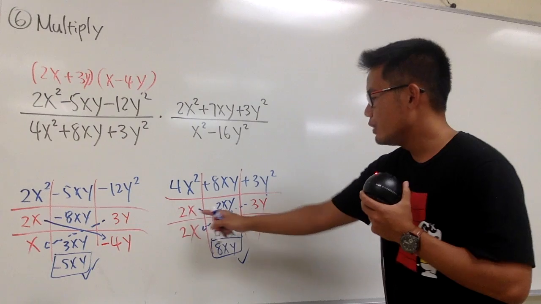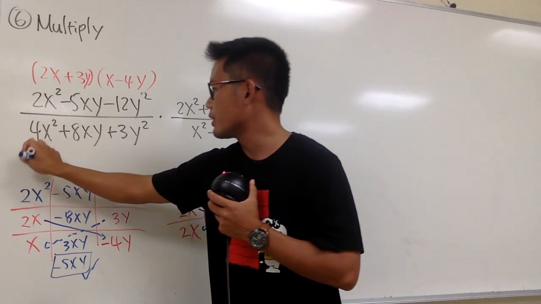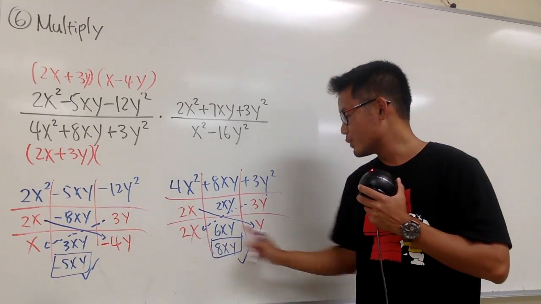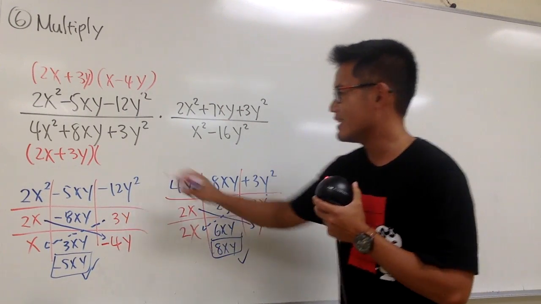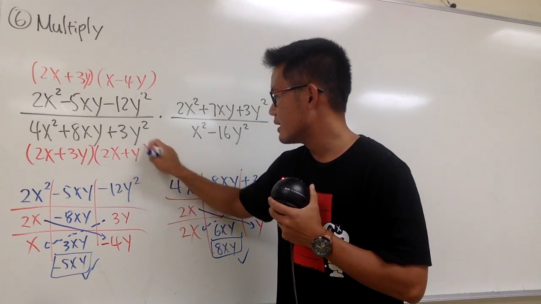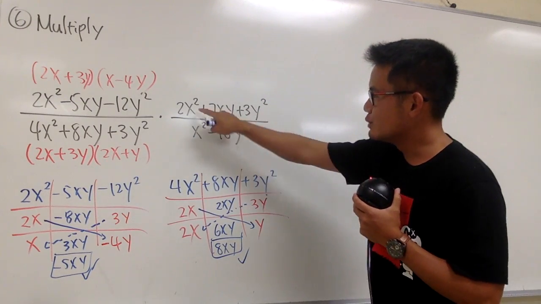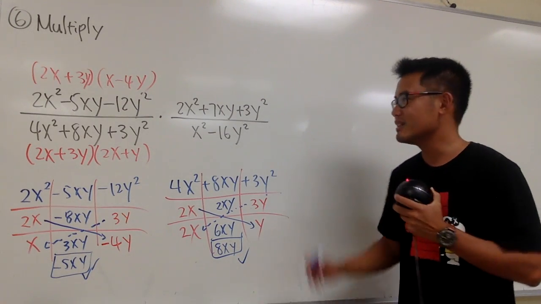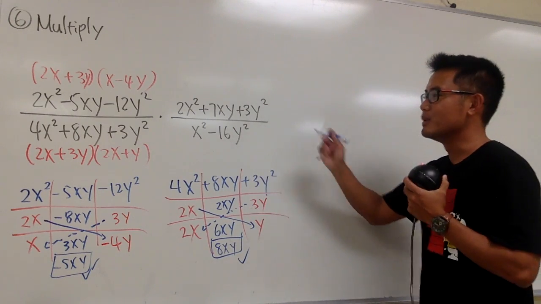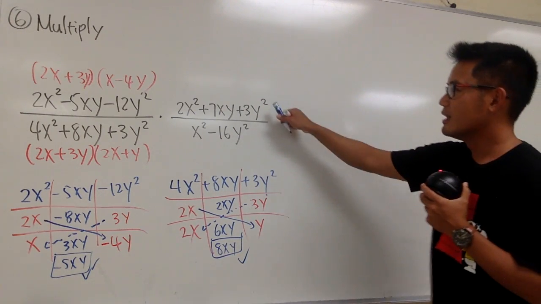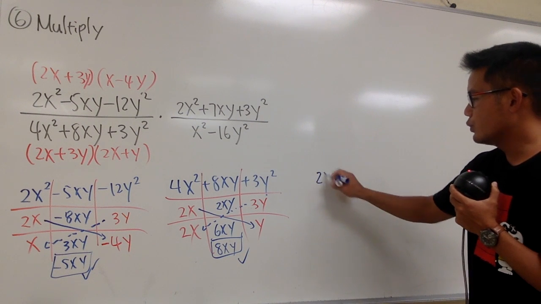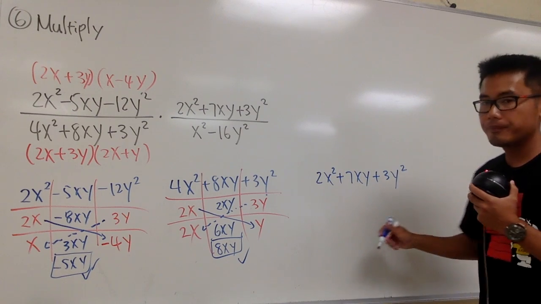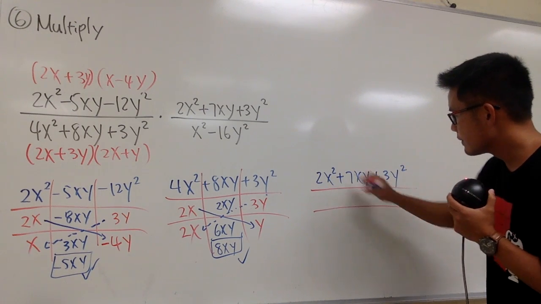So for that one, we have 2x plus 3y, and let me put this down right here, 2x plus 3y. And then on the bottom, like the second one right here, 2x plus y. Okay, so that's the factoring for that. And now let's do another one right here. So as you can see by now, you have to be really good at factoring. Otherwise, you will have a much harder time with rational expressions. All right, so for this one, let's put down 2x squared plus 7xy plus 3y squared. And we will factor this out real quick.